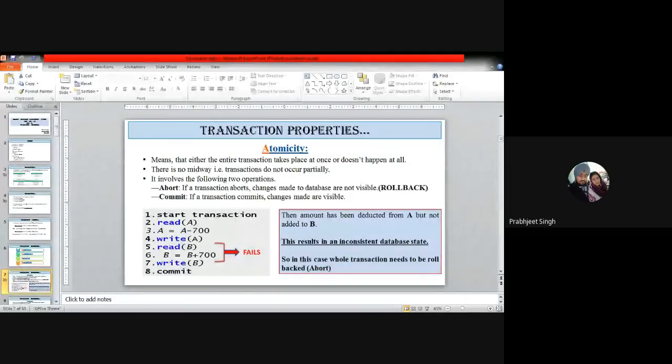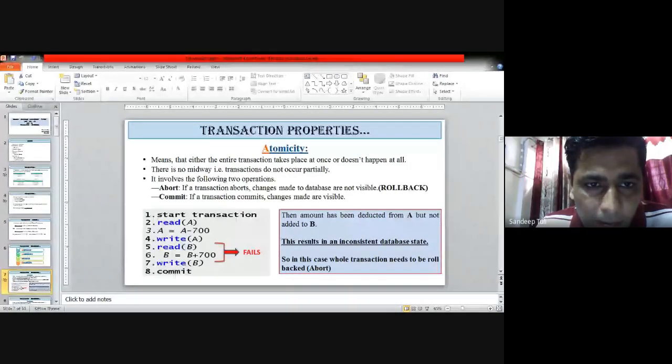I am asking, suppose the value of A is initially 2000 and the value of B is 3000. What should be the value after the successful completion of all these 8 statements without fail?